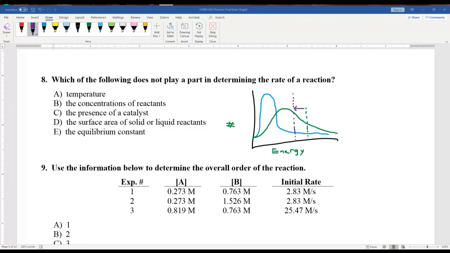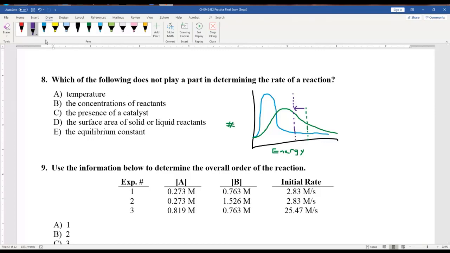So that leaves us with the equilibrium constant. And although it's not entirely obvious, because the others are definitely things that do affect it, the answer is actually going to be E. Yeah, the equilibrium constant actually has no effect on the rate of reaction.